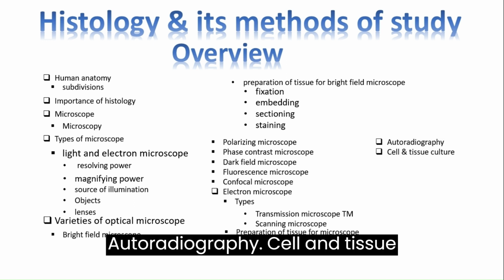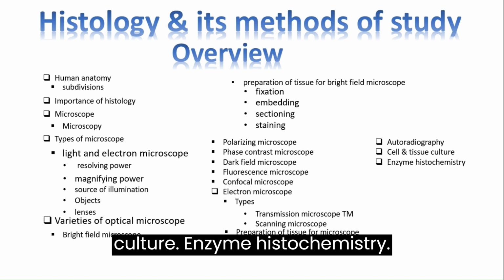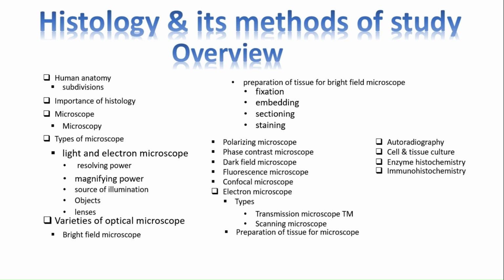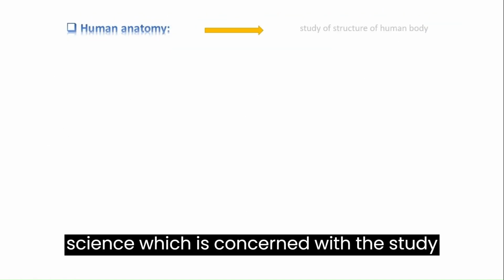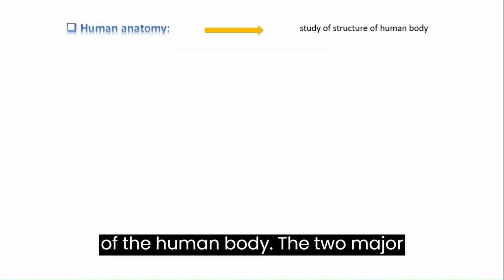autoradiography, cell and tissue culture, enzyme histochemistry, immunohistochemistry. Human anatomy is a branch of medical science which is concerned with the study of the human body.